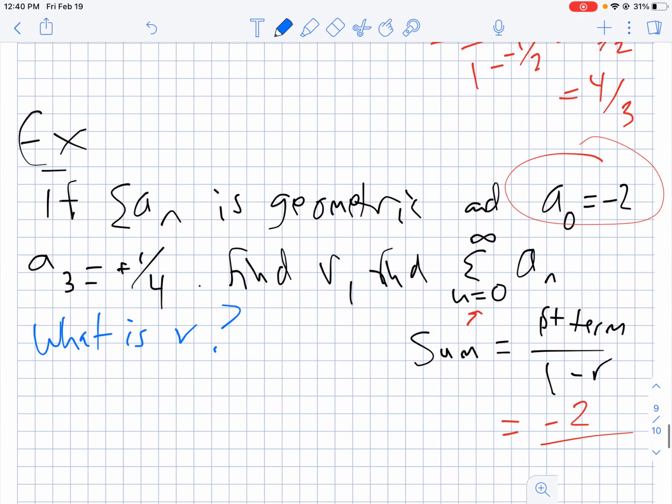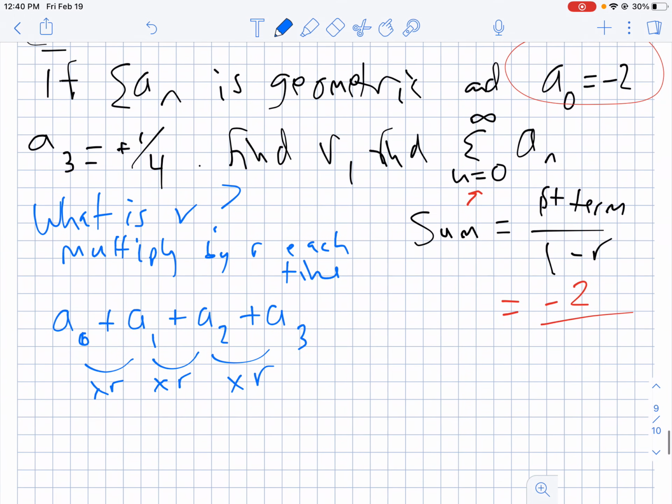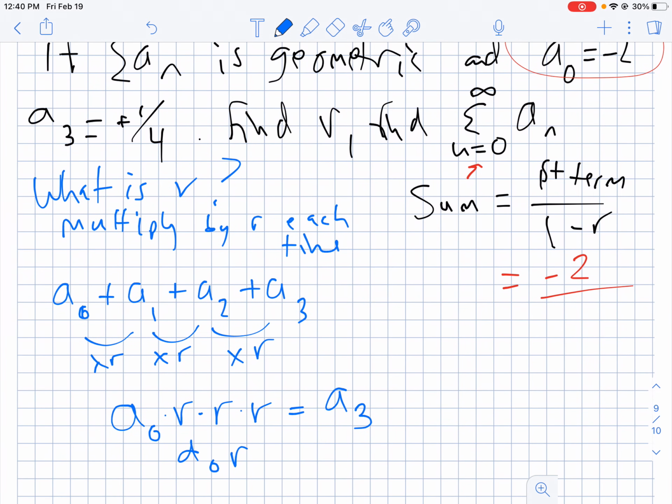Okay, and the key on this is that you multiply by r each time. So you can think about it by saying, okay, as I go from a sub 0 to a sub 1 to a sub 2 to a sub 3, every time I multiply by r, right? So if I want to get from a sub 0 to a sub 3, if I multiply a sub 0 times r times r times r, that's going to give me a sub 3. So that's telling me that a sub 0 times r cubed is equal to a sub 3. And if I wanted to get to a sub 4, I multiply by r a fourth time.